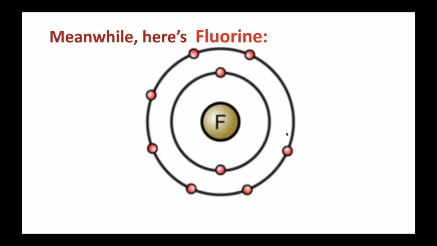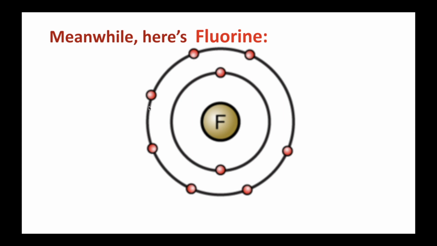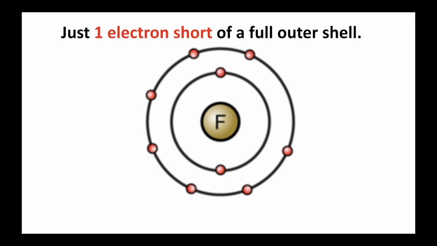Here's fluorine. Now look at fluorine. Fluorine, in its outer shell, has 1, 2, 3, 4, 5, 6, 7 electrons. Remember, this shell can hold 8. So if fluorine had 1 more electron, it would be happy. You can probably see what I'm getting at here. Fluorine is only 1 electron short of a full outer shell.